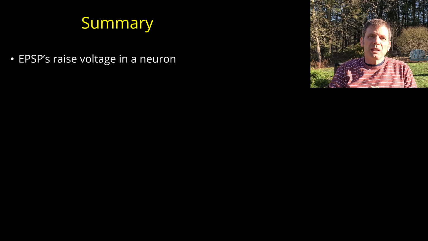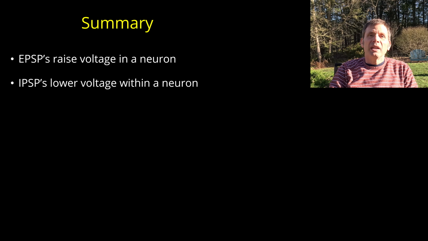To summarize this video, neurons have a single output but receive multiple inputs at their dendrites. Postsynaptic potentials that raise voltage within a neuron are called excitatory postsynaptic potentials because they bring voltage at the axon hillock closer to threshold and make it more likely the neuron will fire an action potential. Inhibitory postsynaptic potentials lower voltage within a neuron. The neuron is always receiving excitatory and inhibitory signals. Those signals sum to control voltage at the axon hillock.